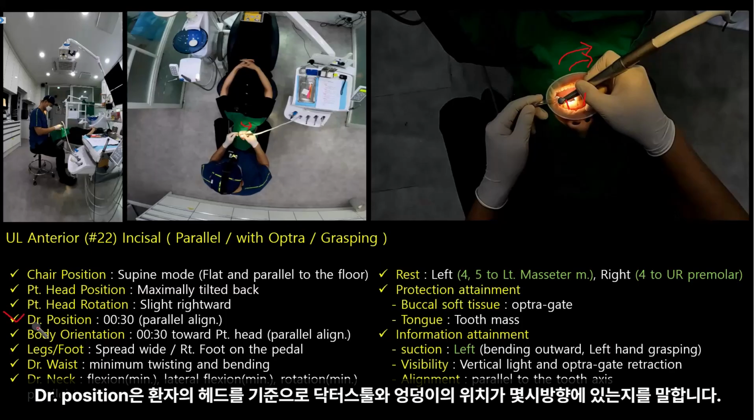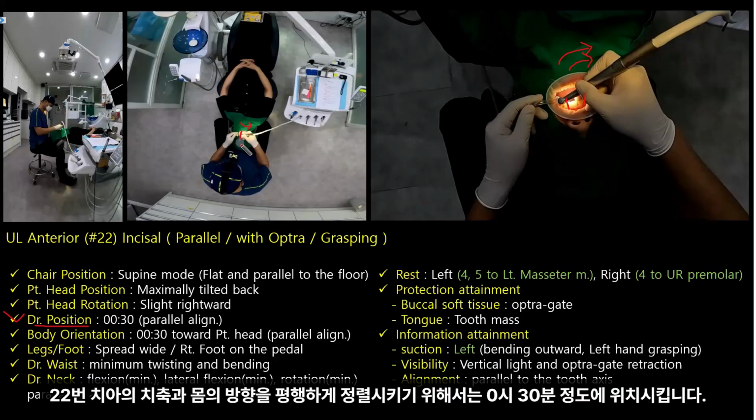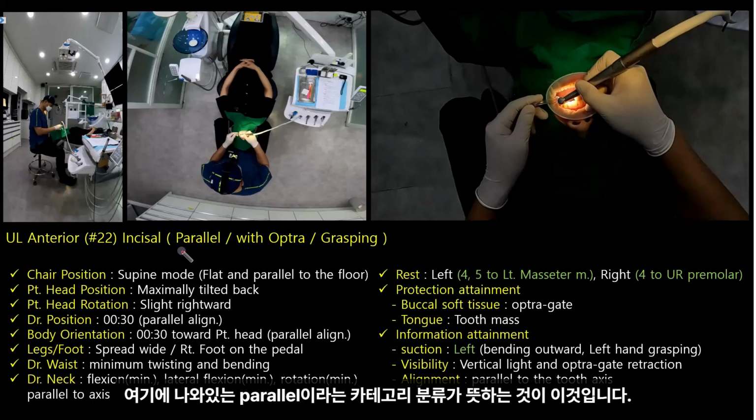The doctor's position describes the location of the doctor's stool and hips in terms of clock direction relative to the patient's head, which is crucial for aligning the operator's body parallel to the tooth axis of tooth number 22. Position your body around the 12:30 mark. This is what the parallel category classification shown here means.